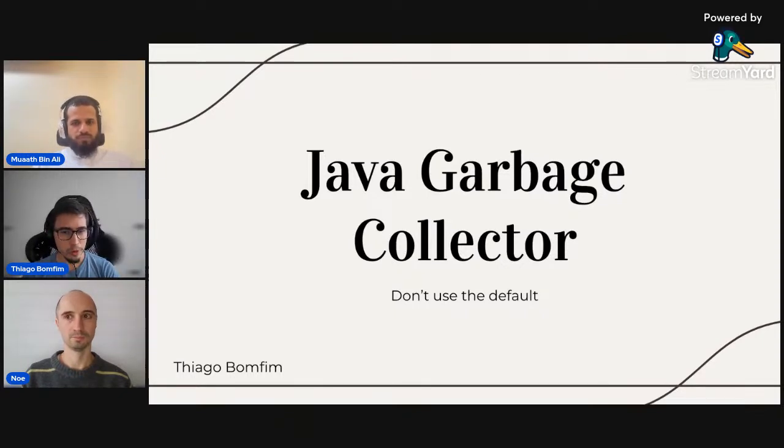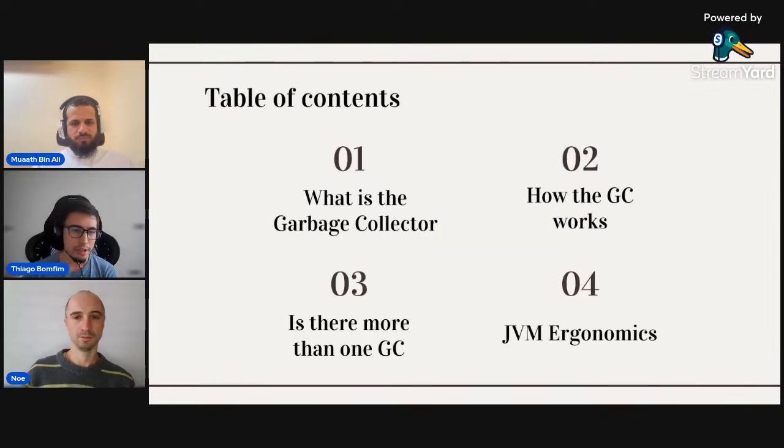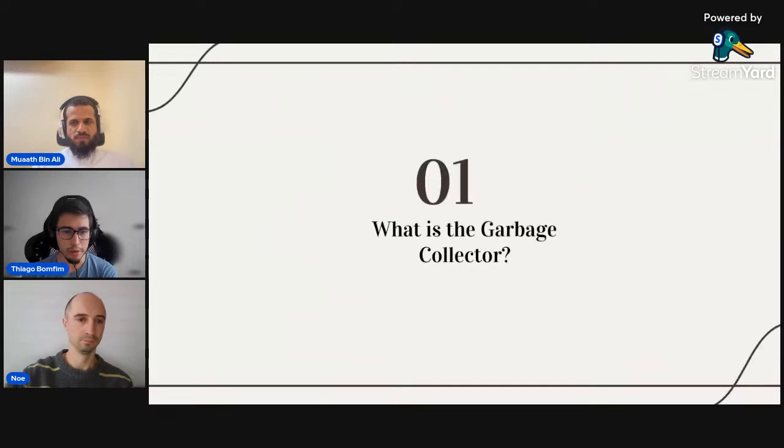So we'll talk about four things. The first one is what the garbage collector is. Then we'll see how the GC works, whether there is more than one GC, and also the JVM ergonomics. Let's start with what the garbage collector is.